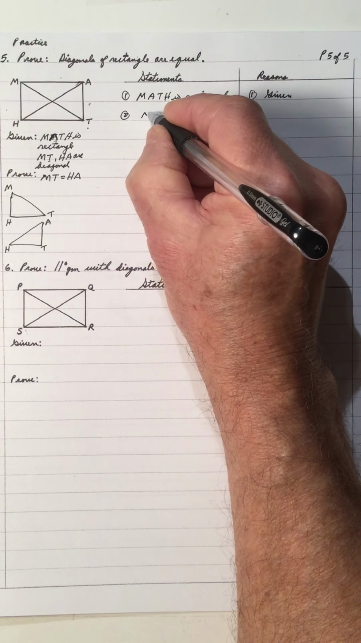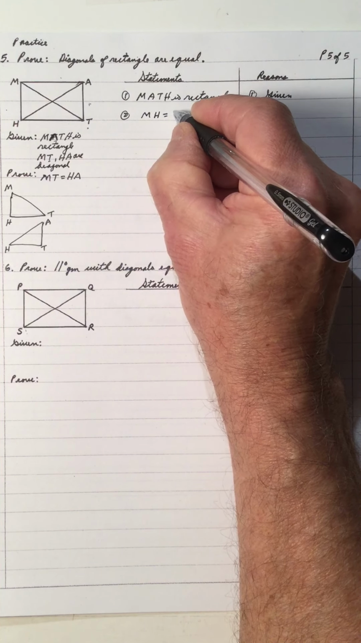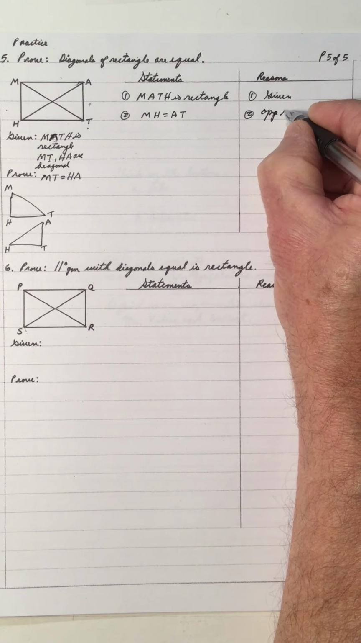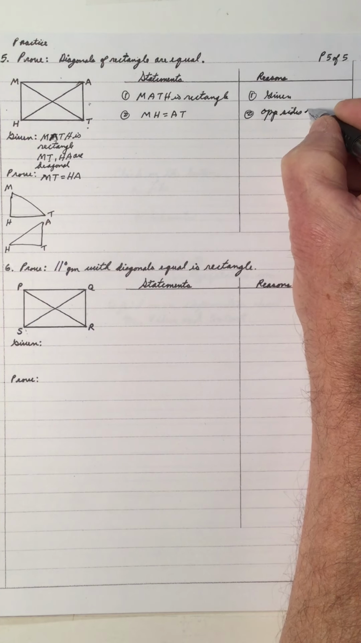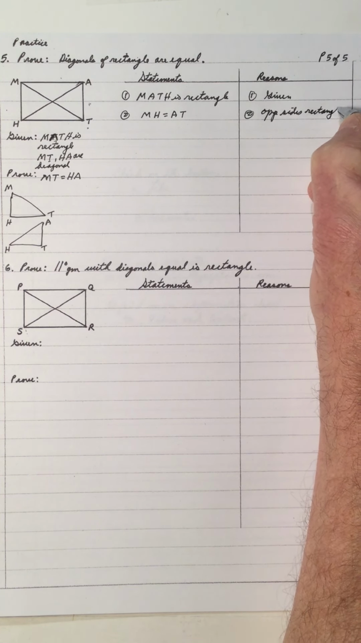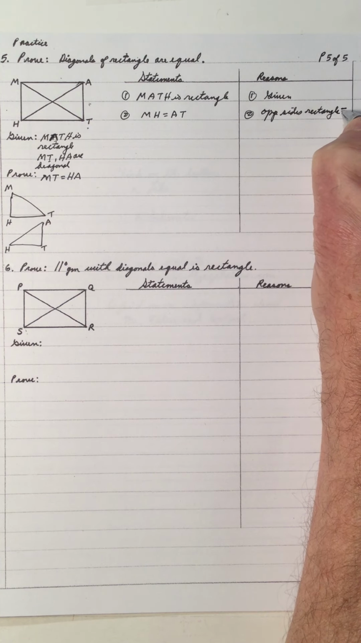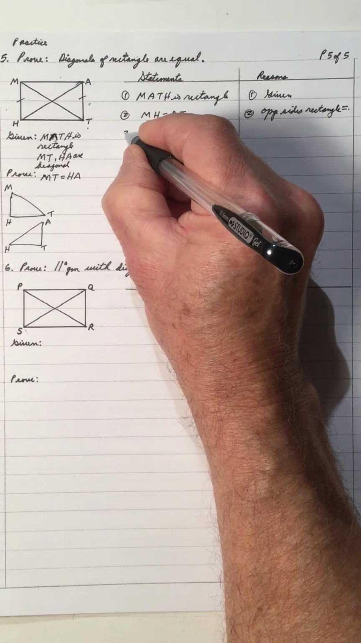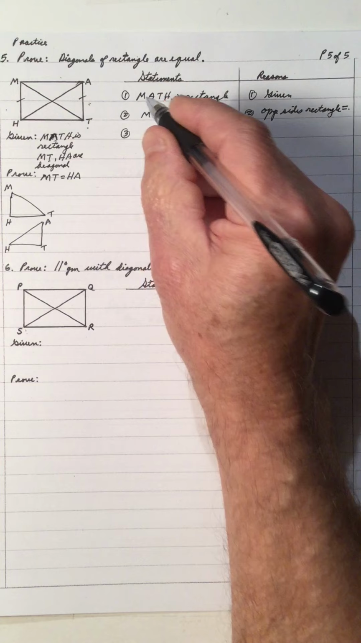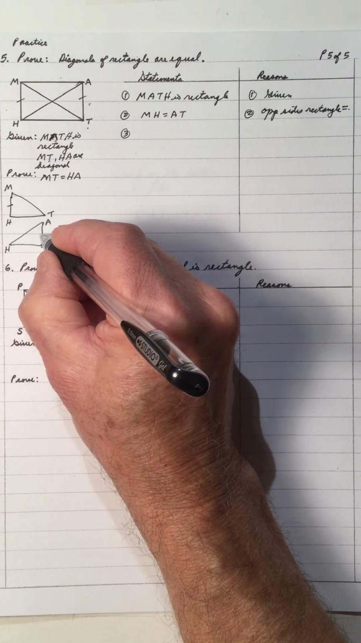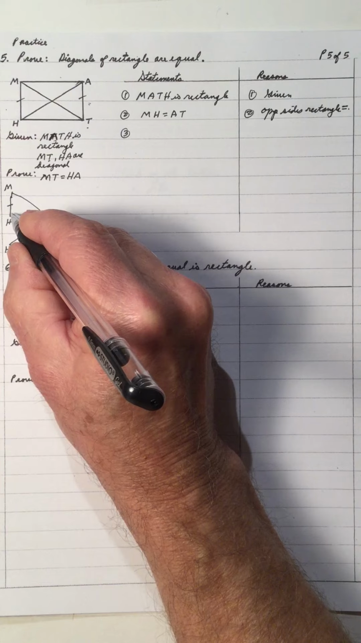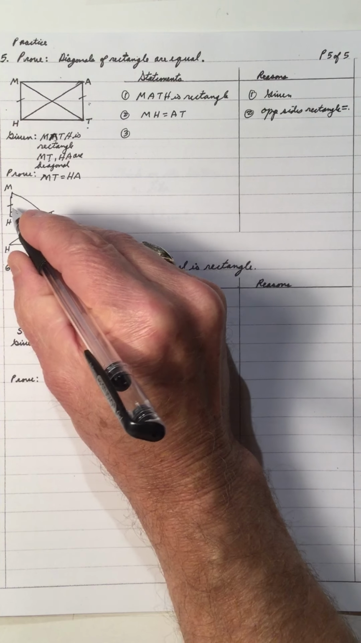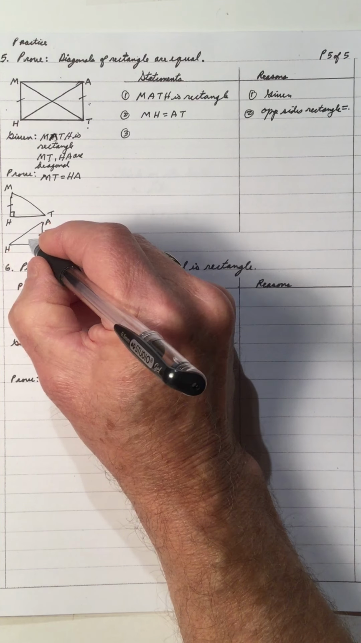So in a rectangle, I have MH is equal to AT, opposite sides of a rectangle are equal. So I got that side equals that side. And notice, I have these two equal, so I'll mark them here. Now I have a rectangle. That's a right angle there, and that's a right angle there. So I'll say these are right angles, and then I'll have them equal.